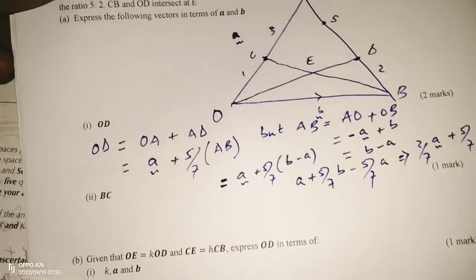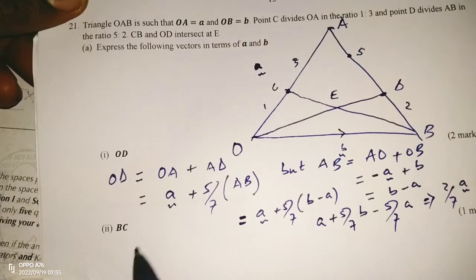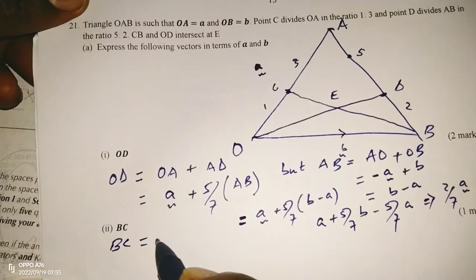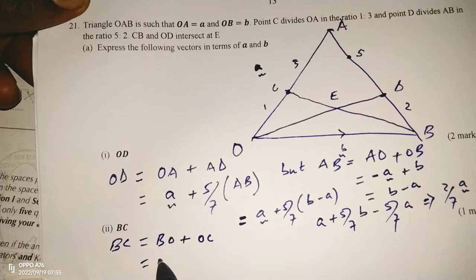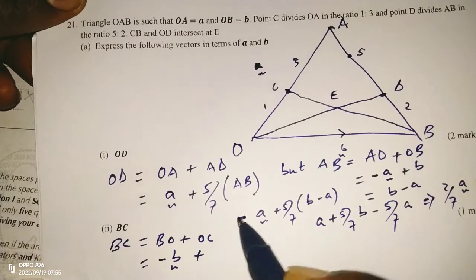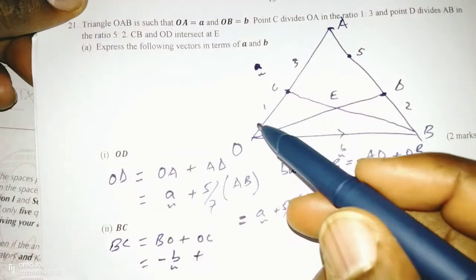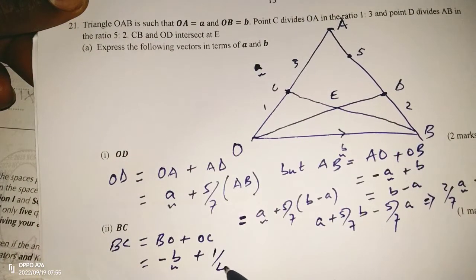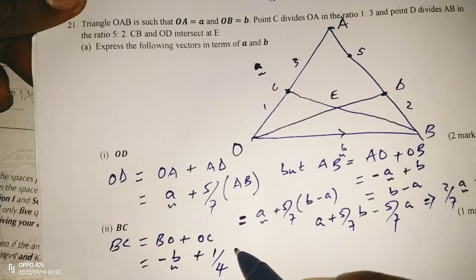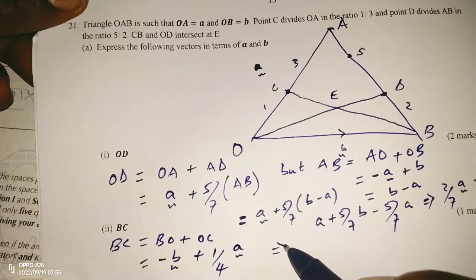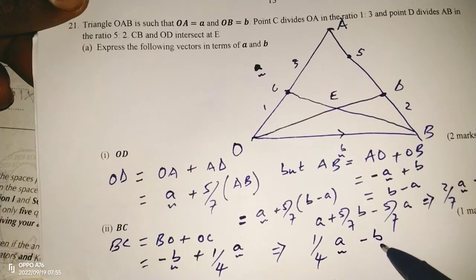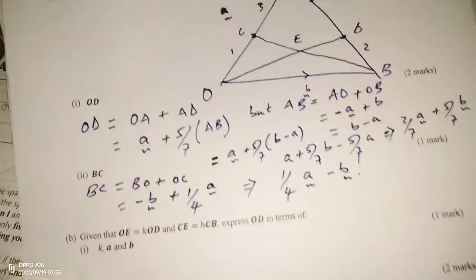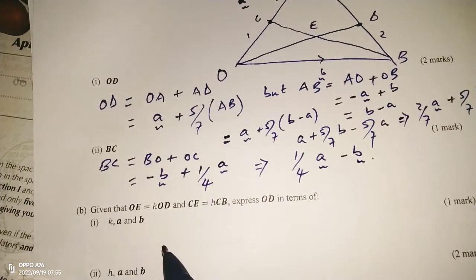Then vector BC. Vector BC can be given by BO plus OC. BO is the reverse of vector B, so negative B, plus OC, and OC is 1/4 of vector A. We can rearrange this to a quarter vector A minus vector B. The two vectors have now been expressed. Let us get to part B.